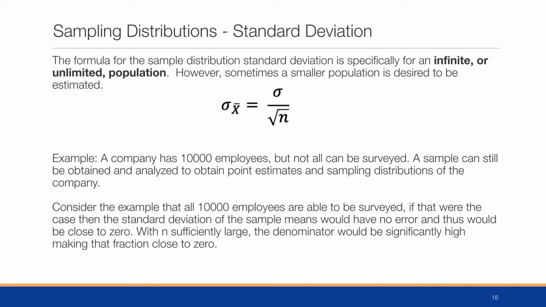Consider that all 10,000 employees were able to be surveyed. If that were the case, then the standard deviation of the sample means would have no error, and thus would be close to zero. With n sufficiently large, the denominator would be significantly high, making this fraction close to zero, meaning your standard deviation is zero. And if you think about it, if the standard deviation is zero, meaning there is no spread, the only thing you have is the mean itself.